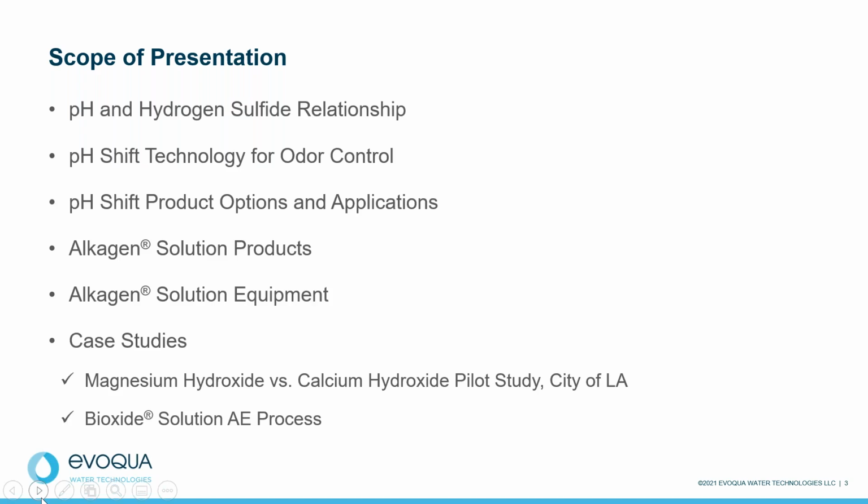Go over some of the Alkagen options that Evoqua offers, which is our calcium hydroxide slurry, the equipment that we use to feed the product. And then lastly, I'm going to go over a couple of case studies. The first one, a pilot study performed by the City of LA, that compared the ThioGuard or magnesium hydroxide slurry versus our Alkagen product, which is the calcium hydroxide slurry. And the second case study will be an example of the bauxite AE process in practice.